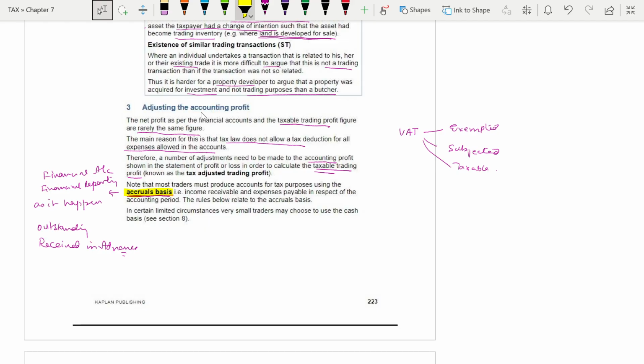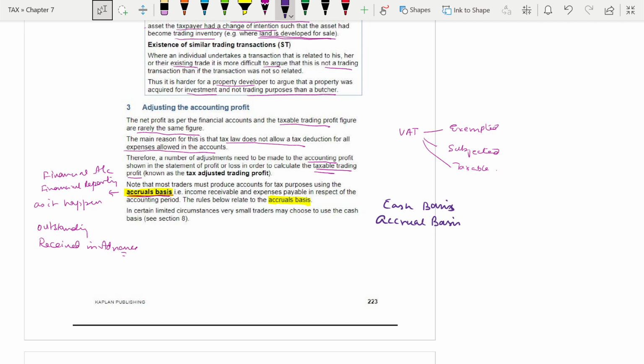The rules below relate to the accrual basis. Cash basis and accrual basis: keep it in mind, there are two things. From now onwards, you should not forget. There is a cash basis and there is an accrual basis. Cash basis means when you are actually paying, then in that period it will be accounted.